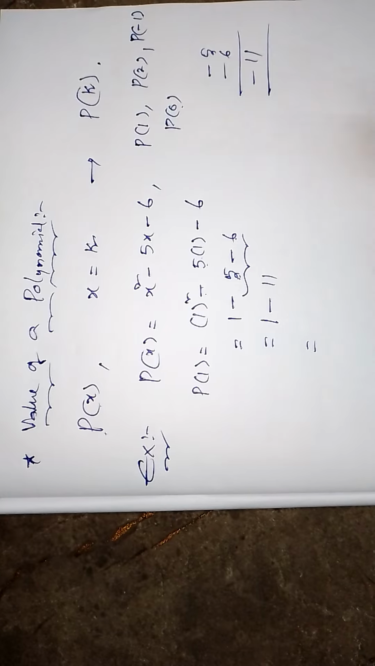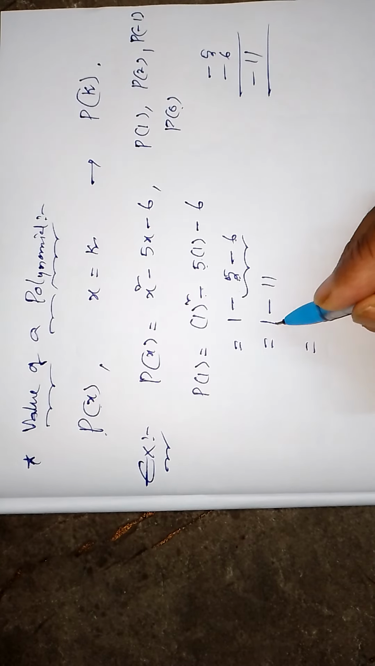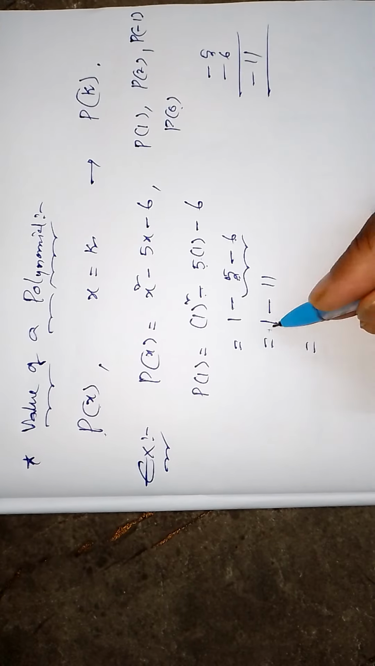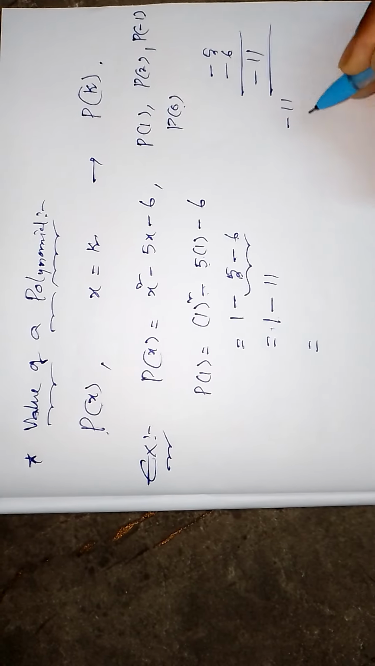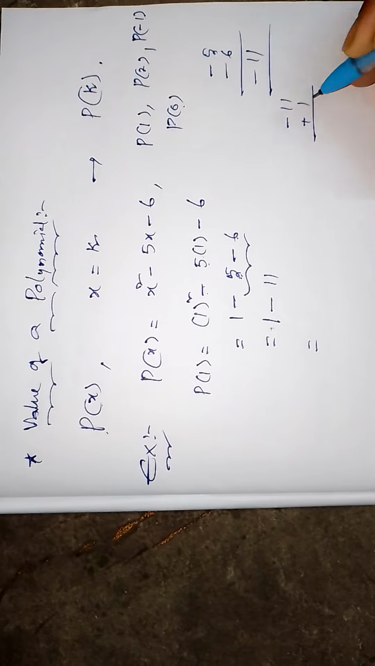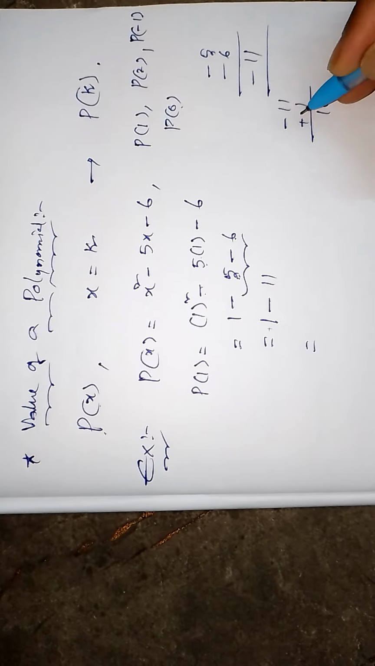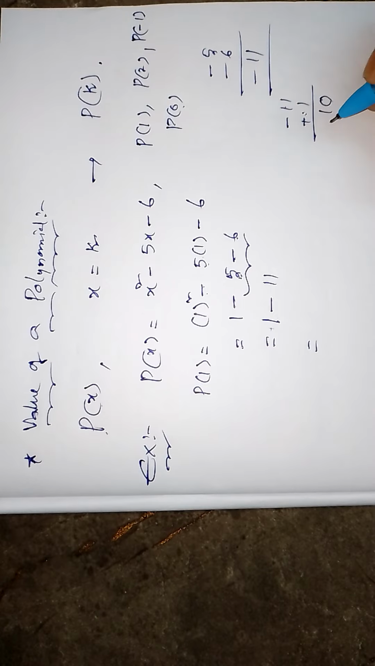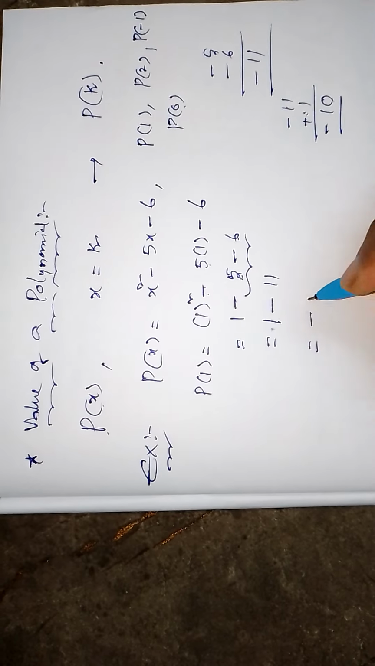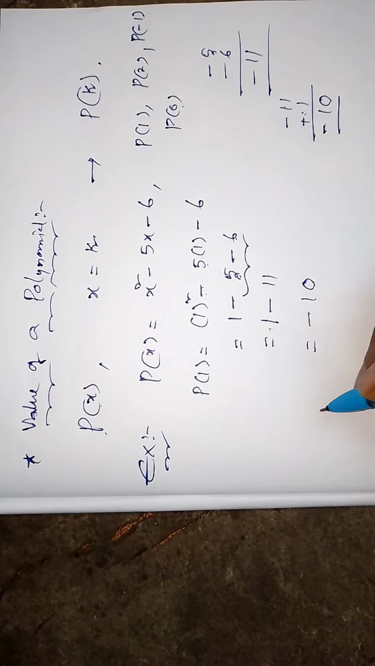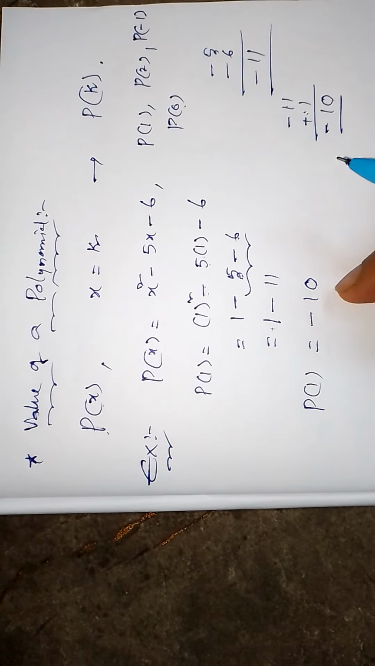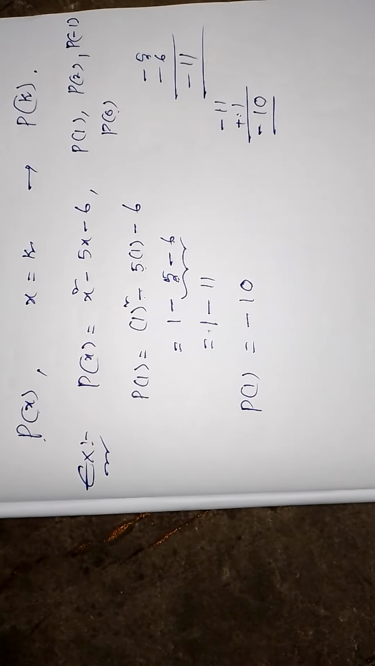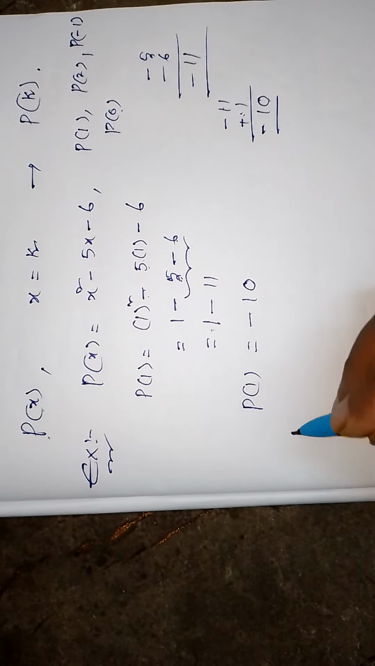Now finally I got two opposite signs. Before 1 there is no sign, which means we think positive. Two opposite signs means we should subtract the small one from the greater one. 11 minus 1 is 10. In those two values, 11 is the greater, and it has the negative sign. So finally we get minus 10. I hope you understand. This is the value of the polynomial when x equals 1. Next, p of 2.